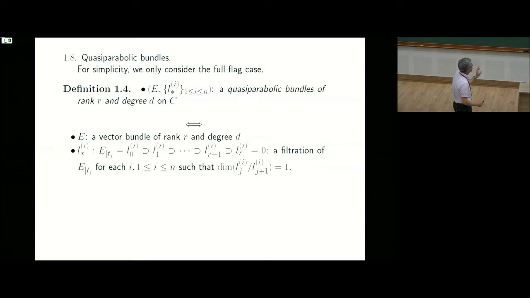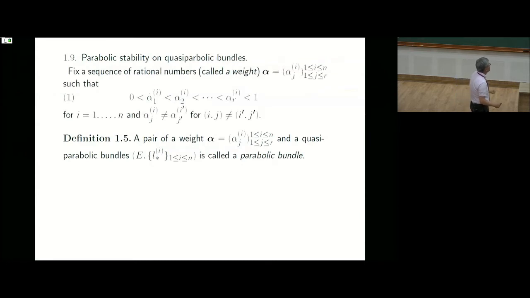Let me give you the stability condition for the case of parabolic bundles. It's easier. So now you consider just a vector bundle and a flag on this at each single point. In order to define a good measure that is called stability, we fix a sequence of rational numbers called the weight alpha, like this. At each point i, the number should be between 0 and 1, with some genericity condition like this. So a pair of weight alpha and a quasi-parabolic bundle E is called a parabolic bundle. Now, the quasi-parabolic bundle plus this weight is called a parabolic structure.